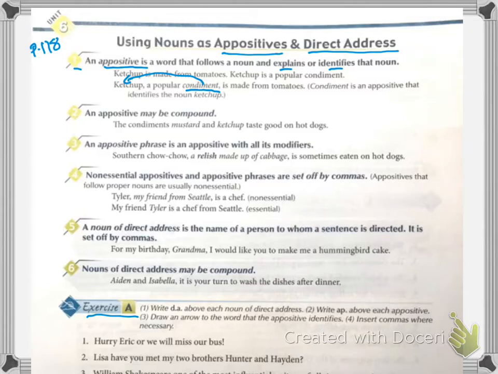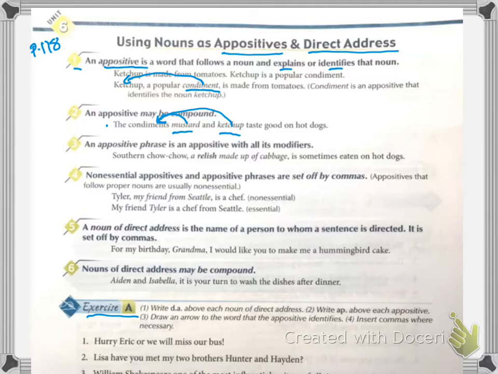An appositive may be compound. So two words can make up an appositive. Look at this sample. The condiments mustard and ketchup taste good on hot dogs. Now, these two words are an appositive, and they are explaining the word condiment, both of them. They're connected by a conjunction, and this is not a phrase, this is simply a compound appositive.